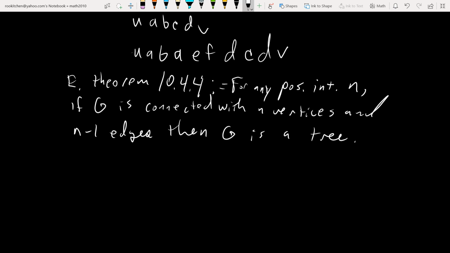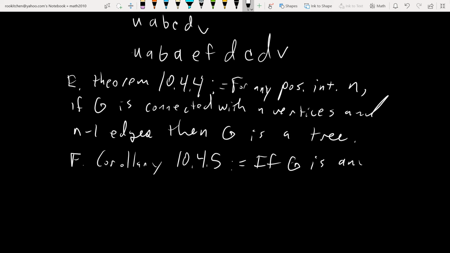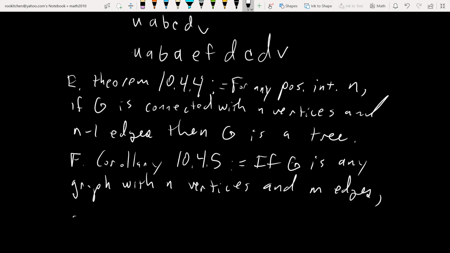The last theorem here is just a corollary from these other theorems, 10.4.5, and I will go through this proof. If G is any graph with n vertices and m edges, and the number of edges is greater than or equal to the number of vertices, then G will be forced to have a circuit.